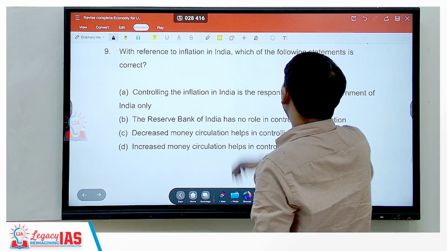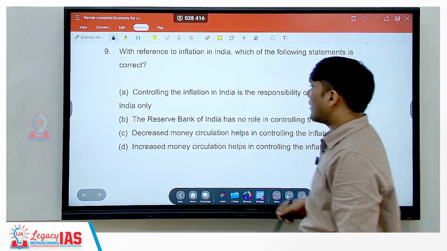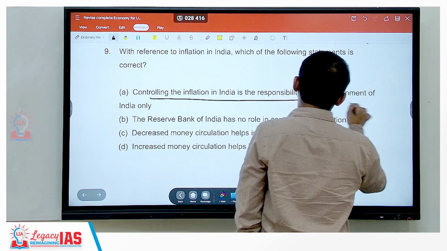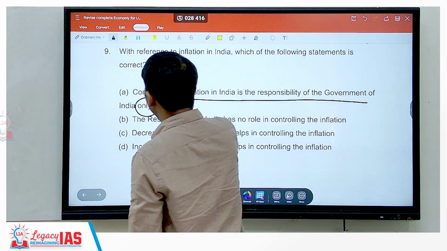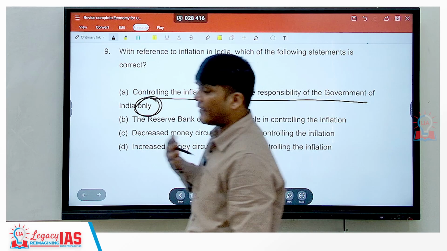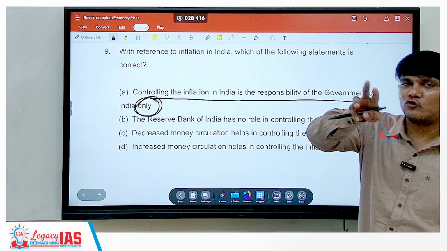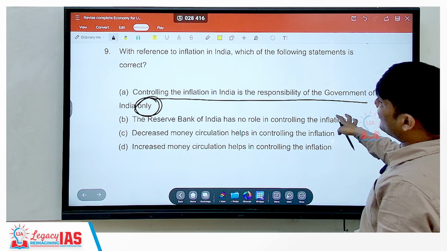With reference to inflation in India, which of the following statements is correct? Controlling the inflation in India is the responsibility of the government only. Whenever the word "only" comes, be very aware. More often than not, it tends to be wrong. So think twice before making such statements to be correct. Is it the responsibility of the government only?